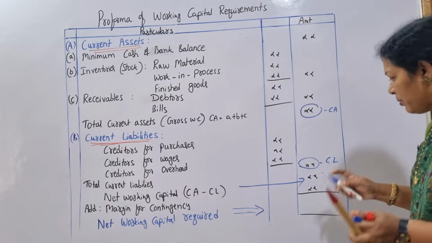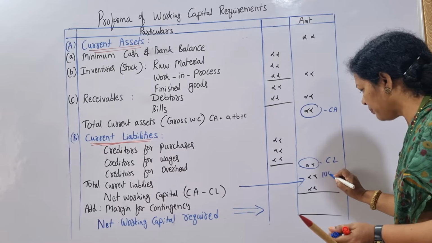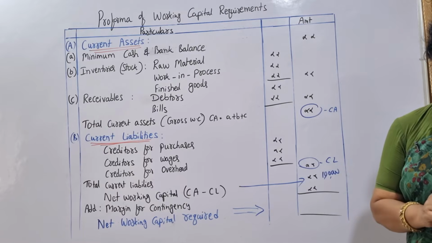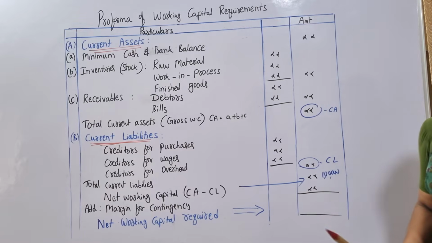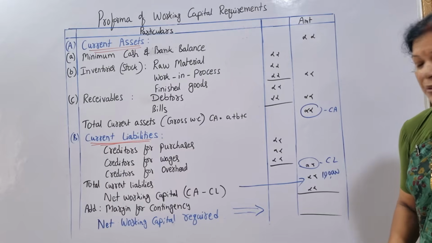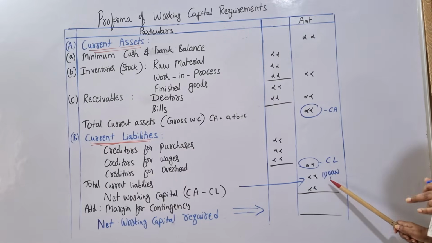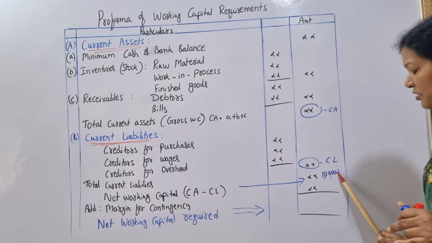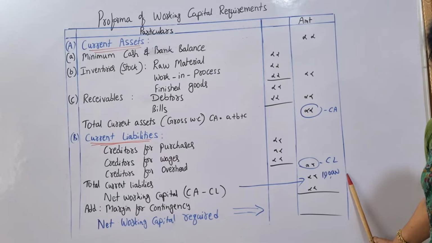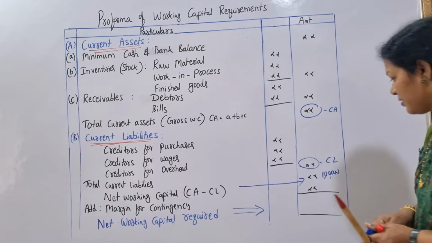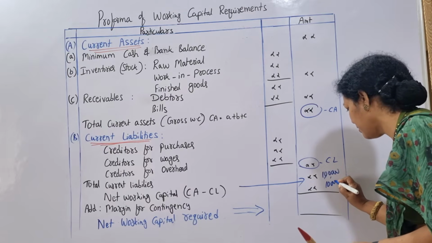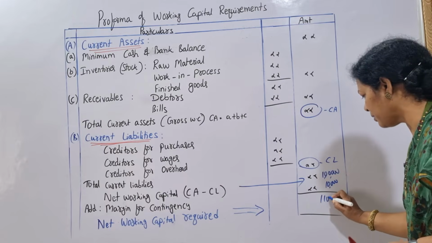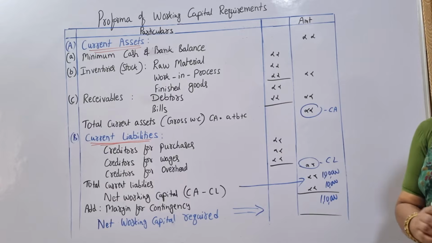If net working capital is, for example, 1 lakh, and we have decided to keep a margin of 10%, it is 10% on 1 lakh only, 10% on net working capital. So on 1 lakh, we add margin for contingency. How much? 10% of 1 lakh means 10,000. 10,000 will be added here. And finally, you get the net working capital required. How much? 1 lakh 10,000. So this is the general way.